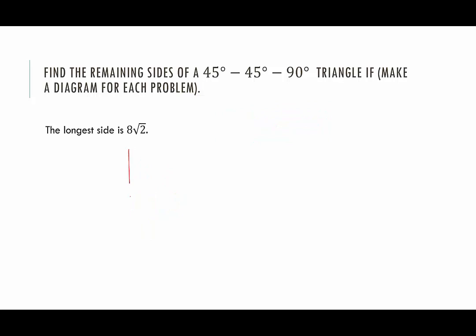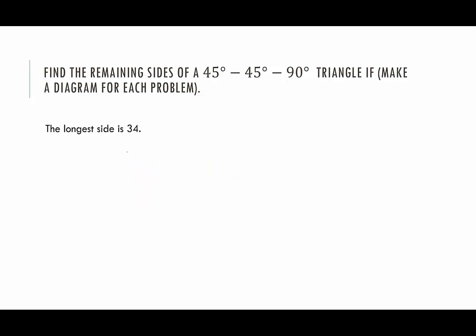Okay, this time we're told the longest side is 8 radical 2. Remember, the longest side is the hypotenuse by default. This is 45 degrees and this is 45 degrees. Each of these are opposite in x, and this is x root 2. So this means that 8 root 2 is equal to x root 2. If we divide both sides by root 2, we get 8 is equal to x. So each of the shorter sides, the legs, are 8 units.